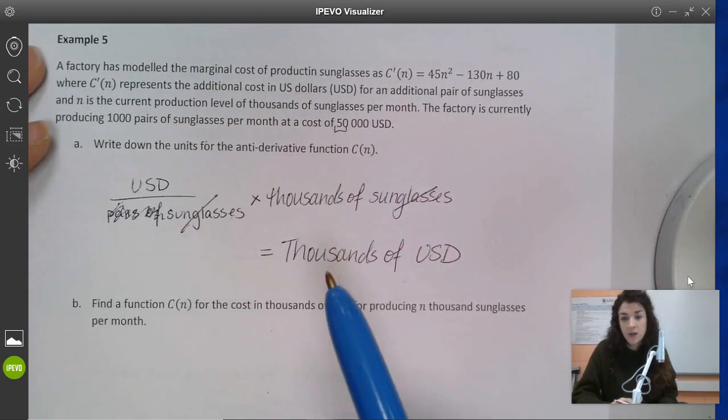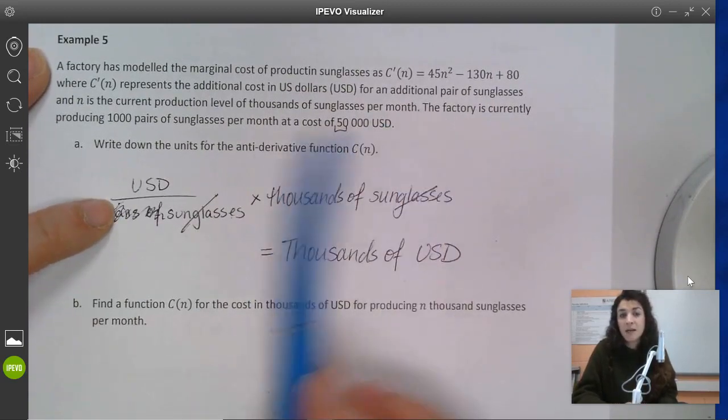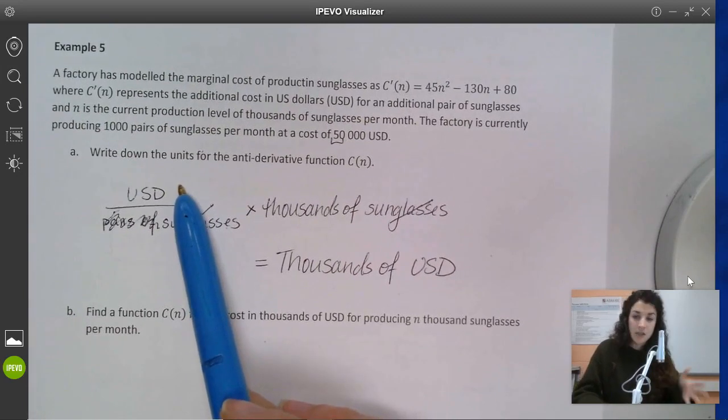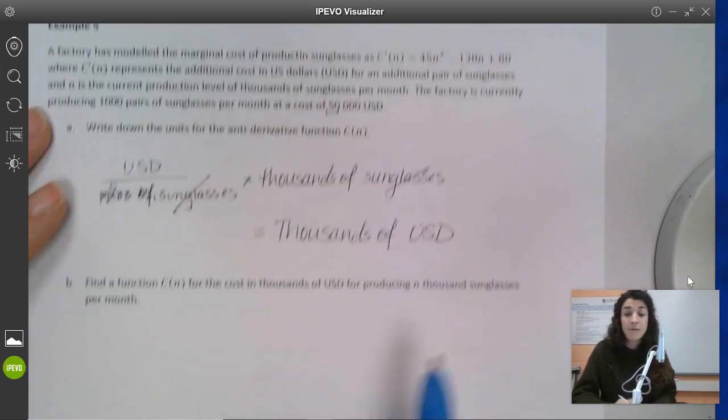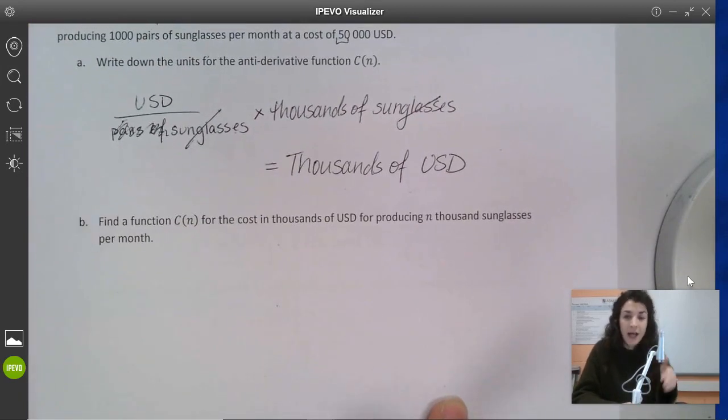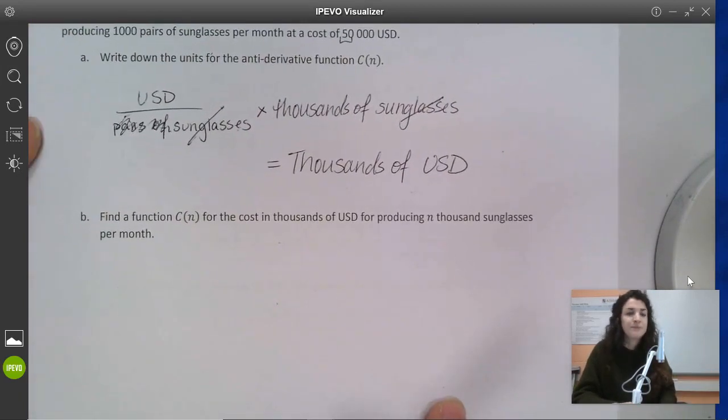So that's why it's important to know. Some of us might have just been like, oh, it's just US dollars. It's actually technically thousands of US dollars. And so it's important to keep that in mind, and it's why this process is important. And that's why most IB questions will ask you to do this first if it is important.